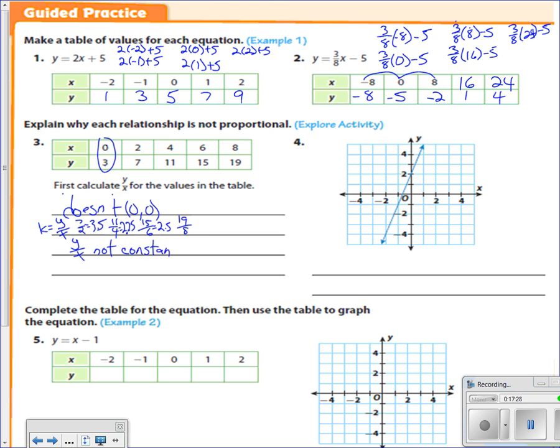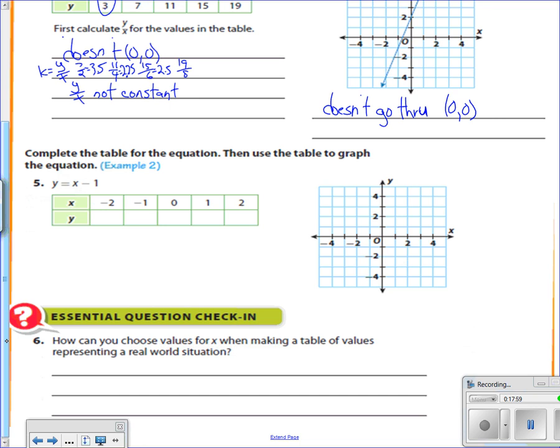Okay, let's look at the graph now. All right, I can look at the graph, and the first thing I'm going to look for, does it go through 0, 0? No, it does not. So the reason it is not proportional is because it does not go through 0, 0. And that's all you really need to find for our graph. If it doesn't go through 0, 0, then it is not proportional.